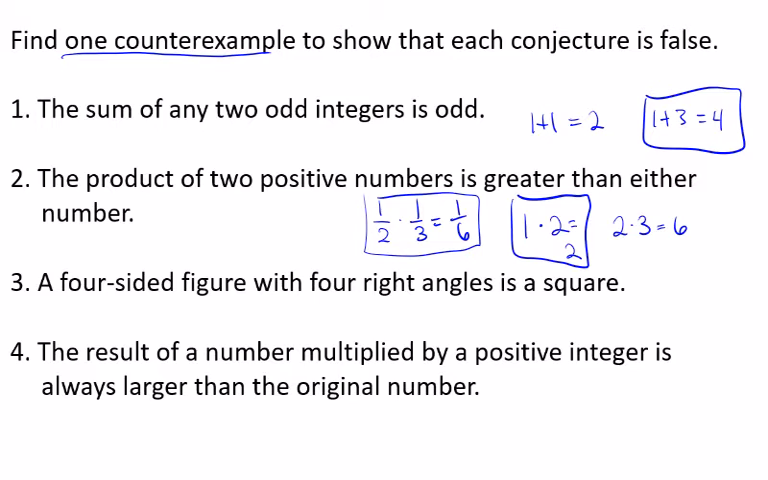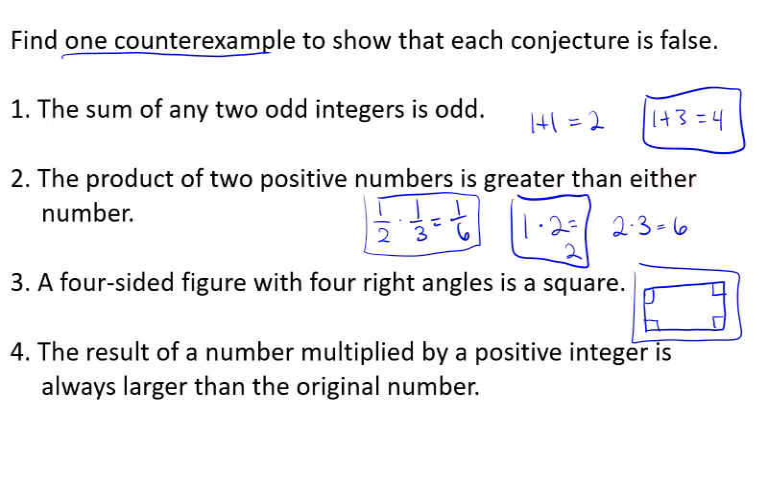Number 3, a 4-sided figure with 4 right angles is a square. So can I draw a 4-sided figure with 4 right angles that's not a square? Sure can, right? That would be a rectangle. All right, so there's a counterexample. This is an example where I think there's only one counterexample.